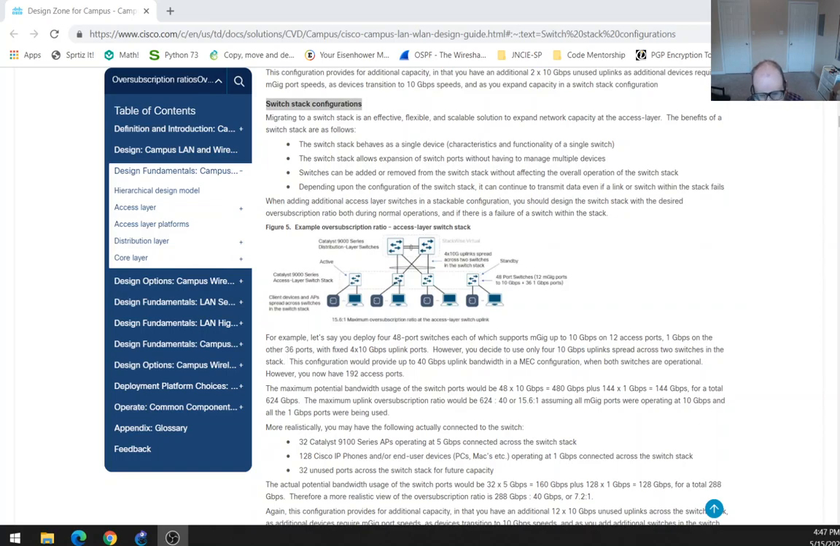The maximum uplink subscription ratio would be 624 to 40, or 15.6 to 1, assuming all mGig ports were operating at 10 gigabits per second and all 1 gig ports were being used. So that's, I think, a fair ratio in my research to find what a best practice is for that oversubscription ratio. Anything higher than 20 to 1 at the access layer is not very reasonable.